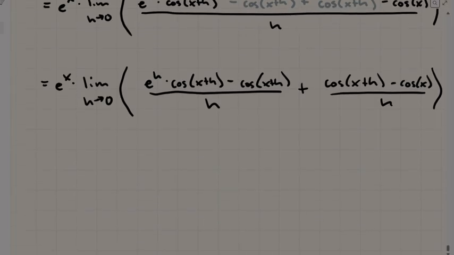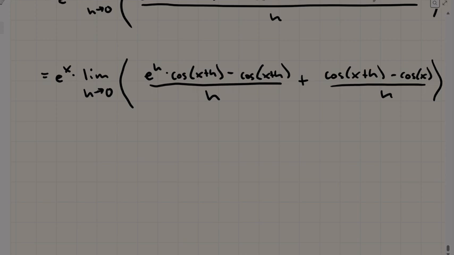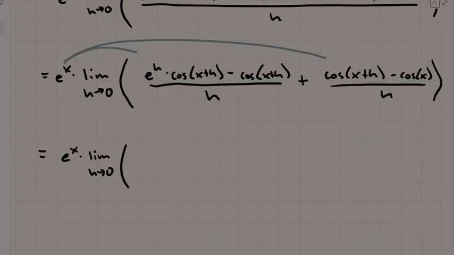All right, now that we've got these two expressions that are added, we can go ahead and split this limit. And also, just like multiplication distribution, that e to the x, make sure it goes to both. So then we're going to have e to the x times the limit as h goes to 0 of, and we'll write this first term.